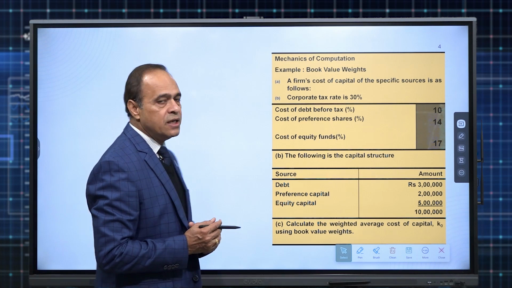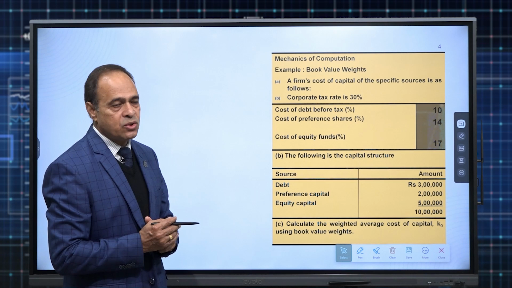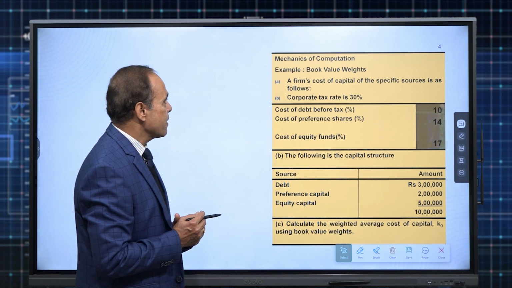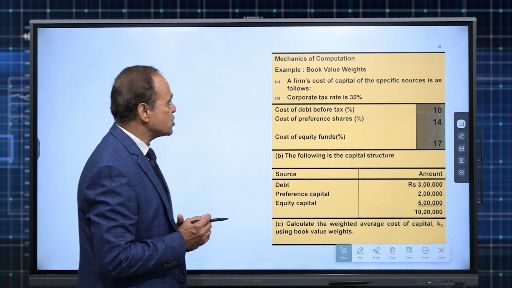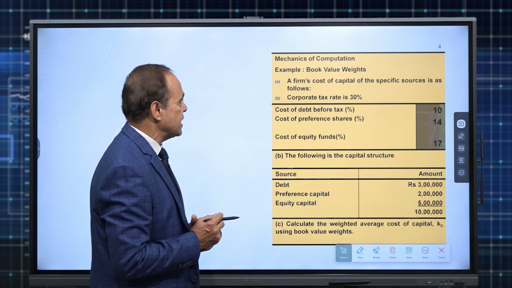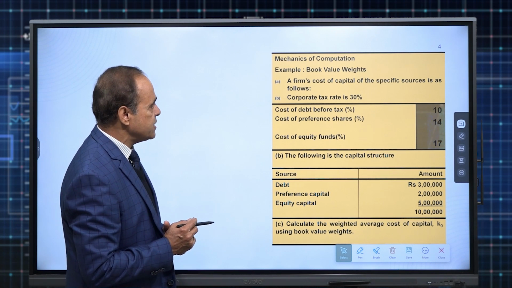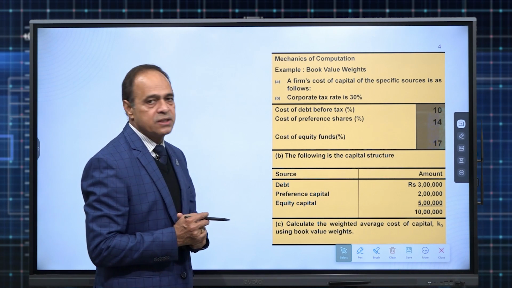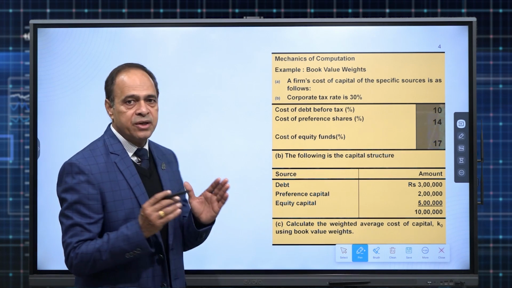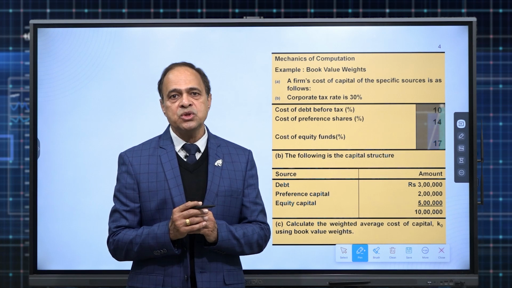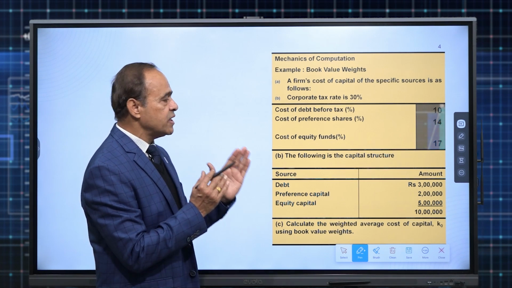Now, if we understand how to calculate it, this example will help us in calculating that. So let us first read this example, and this example is about using book value weights. A firm's cost of capital of the specific sources is as follows. Cost of debt before tax 10%, cost of preference shares 14%, cost of equity 17%. Now always remember, while calculating weighted average cost of capital, we use after tax cost of specific sources. What we use? We use after tax cost.